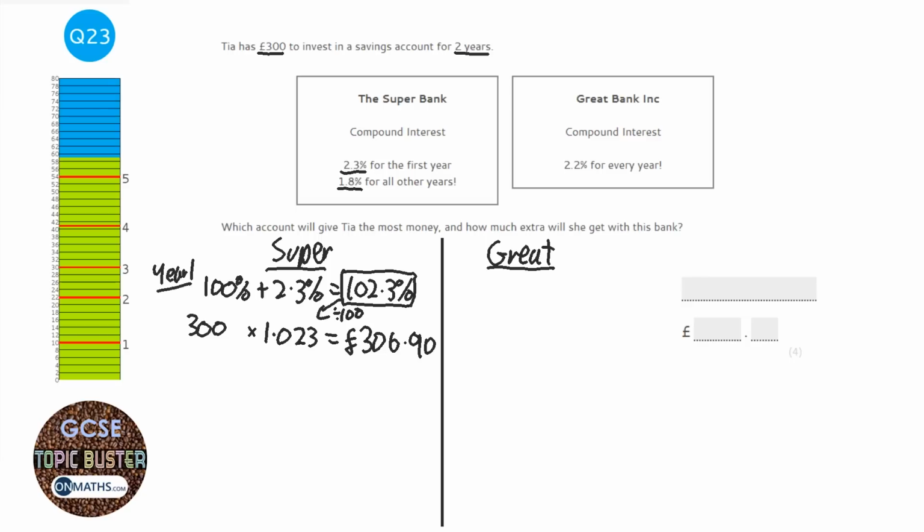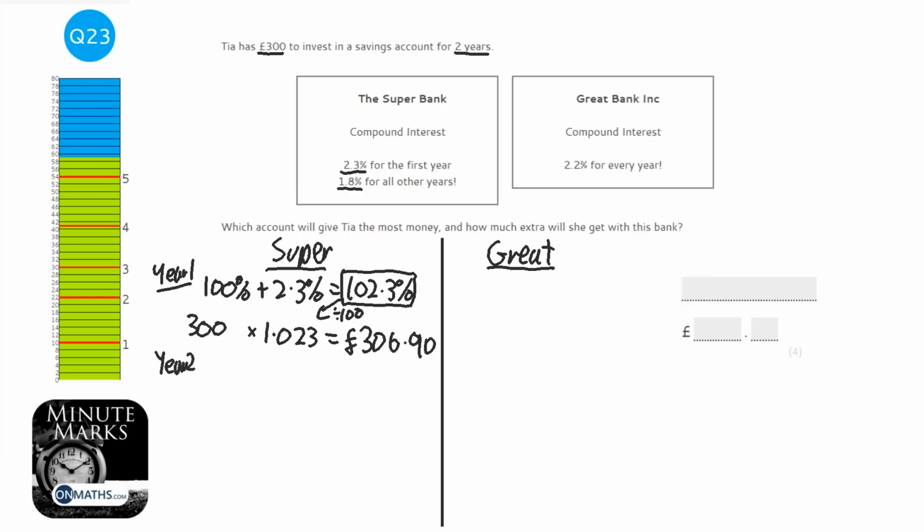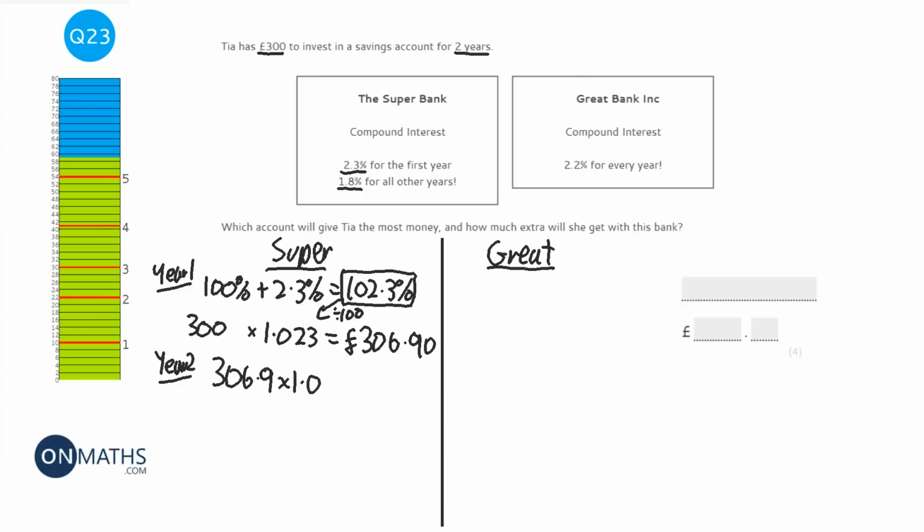Okay, so year 2, we've got that £306.90, and we need to work out the multiplier for 1.8. So I could go through the same method as before, but actually when you start using multipliers you realise how to just go straight there. So it's going to be 1.018. But you could do 100 plus 1.8 is 101.8 and then divide that by 100.